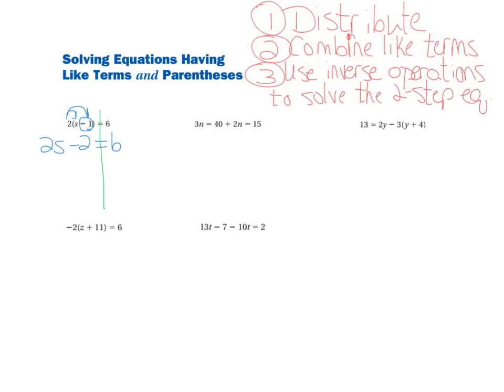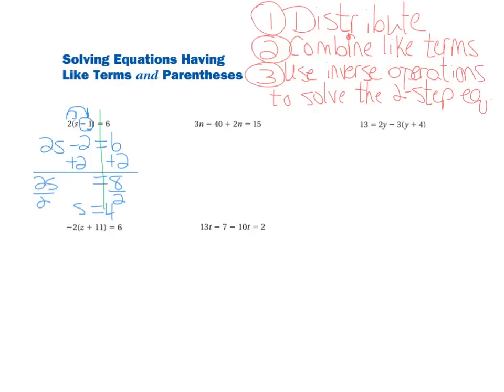So we're going to use inverse operations. We are really good at this. We're going to add 2 to both sides. We get 2s equals 6 plus 2 is 8. We're going to divide both sides by 2, and we get s is 4. So our solution here is 4. If we were to take this 4 and plug it in here for s, 4 minus 1 is 3, 2 times 3 is 6.